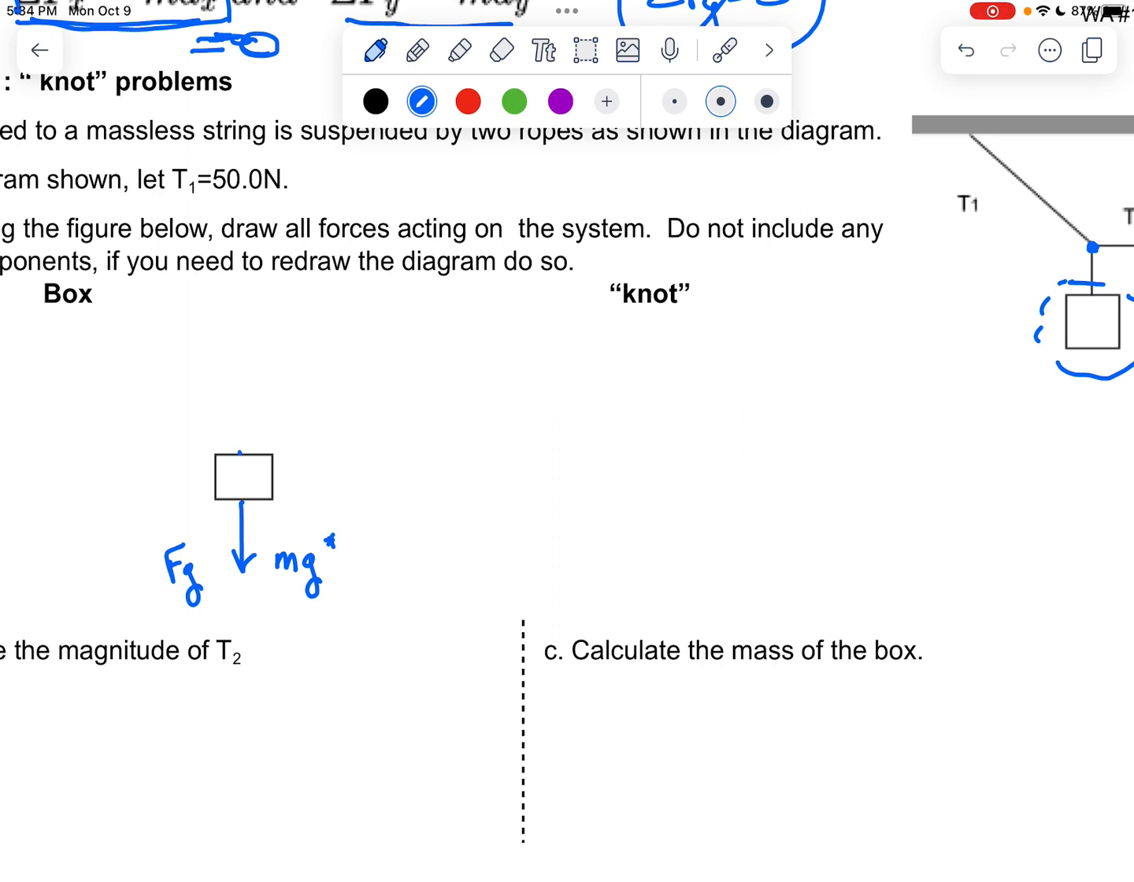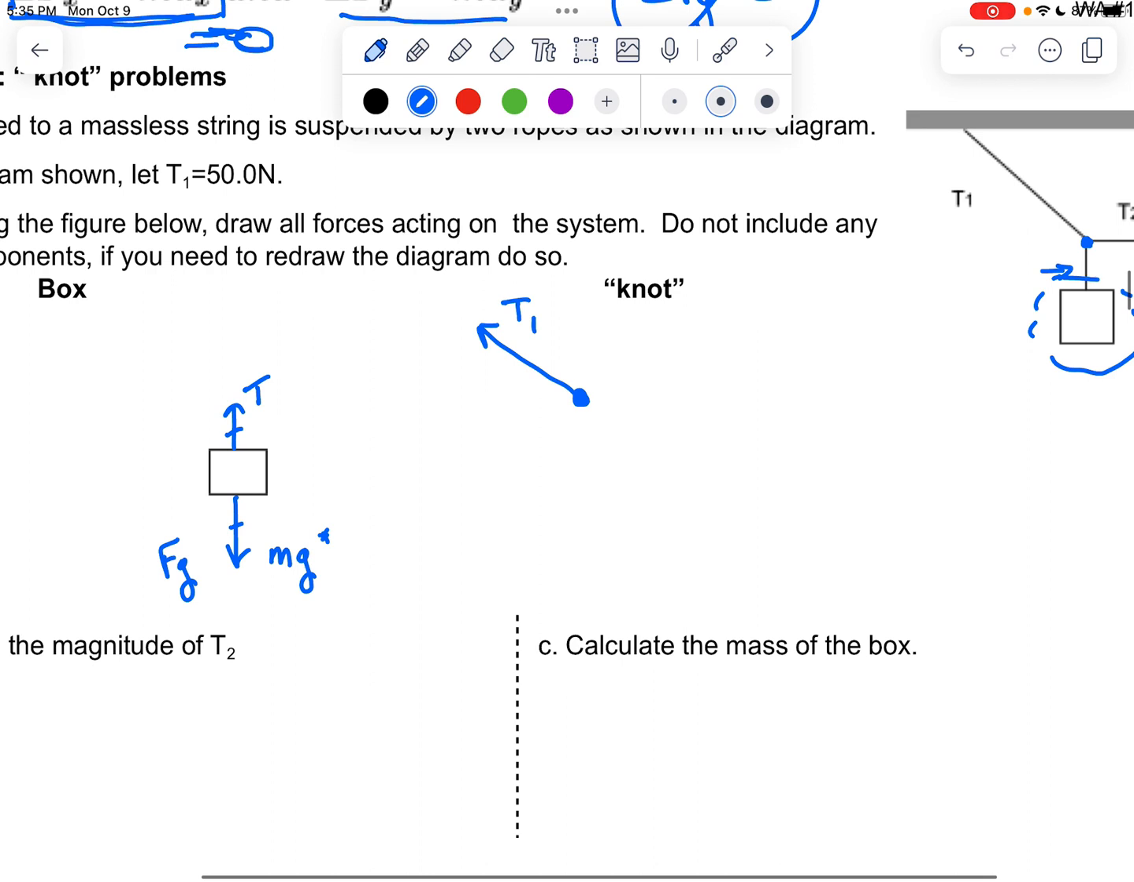And then, of course, we're going to have this tension force that is holding the box up. That represents this tension force right there. So these two forces are going to be equal in magnitude because it's in equilibrium. And then if we look at the knot, I'm going to draw the knot right here, just represented as a dot. And we've got T1 acting up and to the right along the direction of the string. T2 is horizontal. And then we have this tension force right here that is the same tension force over there. So that tension force is the same as that tension force, which is going to be equal to the weight of the box. So these are kind of important things.